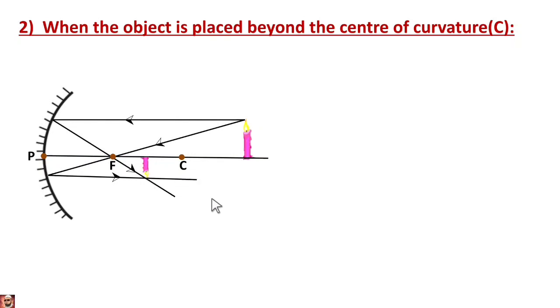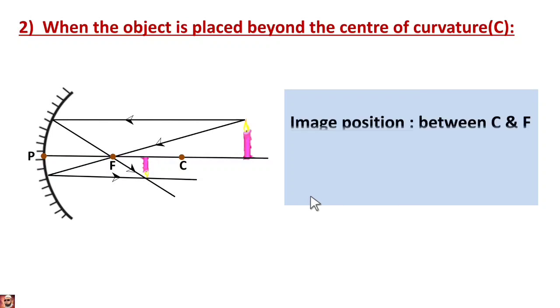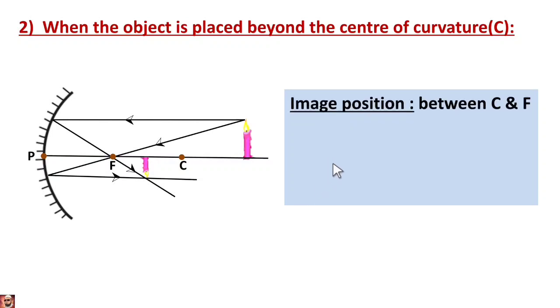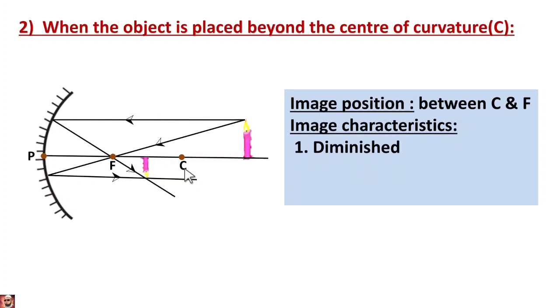Now first we write where the image is formed. It means image position. So the image position is in between F and C, focus and center of curvature. Now what are the characteristics of the image? It is small in size, so that's why it is diminished. It is inverted, and it is forming on the screen. It forms outside of the mirror, so that's why it is a real image.